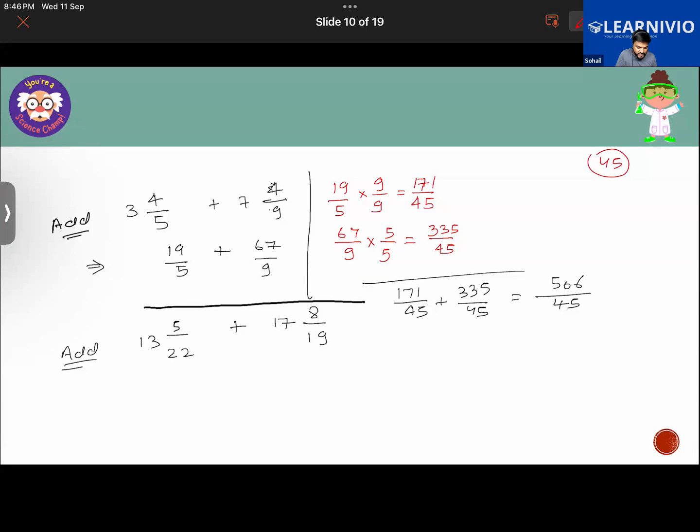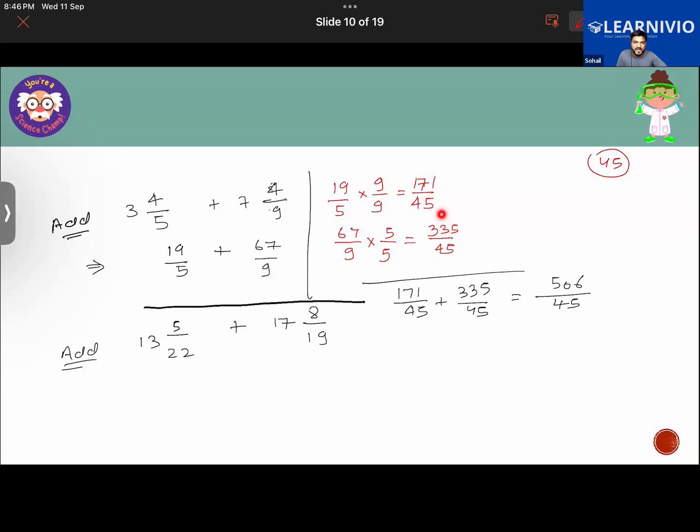Now I have to convert 5 to 45, so I have to multiply it by 9. I multiplied it with 9, but the numerator also will be multiplied with 9. So the new fraction is 171 upon 45. Now here 67 upon 9. This denominator also has to be made 45, so I am multiplying it with 5. The numerator also has to be multiplied with 5. So the new fraction is 335 upon 45.